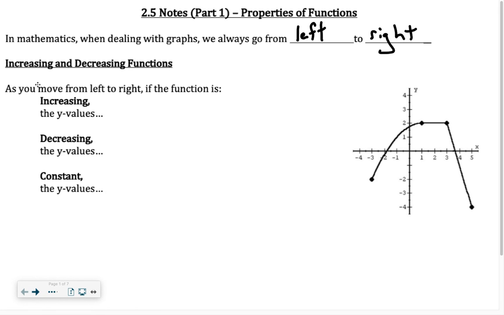So the first idea that we're going to look at is increasing and decreasing. As we move from left to right, we say the function is increasing if the y values are going up, right? Or if the y values are increasing. The function is decreasing if the y values are going down. And we say that the function is constant if the y values are remaining the same.